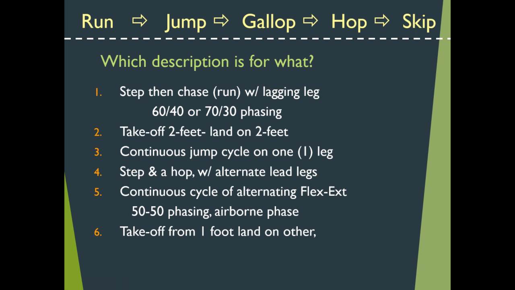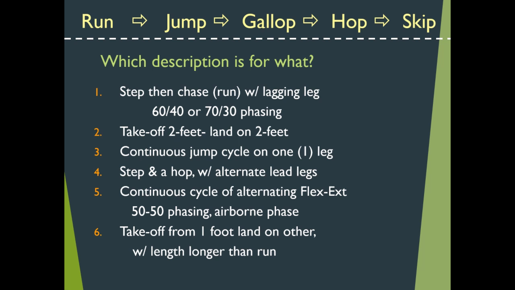Take off from one foot, landing on the other, with the stride length longer than that of a run. What skill is this? By the way, please take note. Number 2 and number 6 are skills that we call discrete. The skill performed is done in a nanosecond. It's done. Whereas number 1, 3, 4, and 5 are continuous cycles.